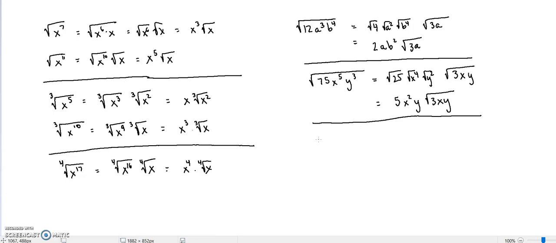Let's try a cube root. Let's say we've got the cube root of 16 m to the 5th n to the 7th.